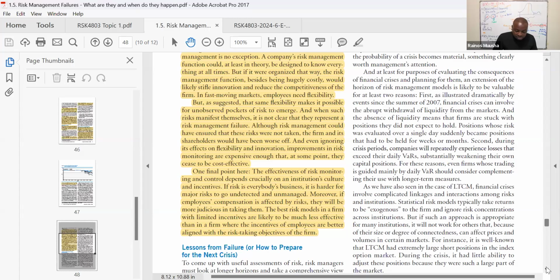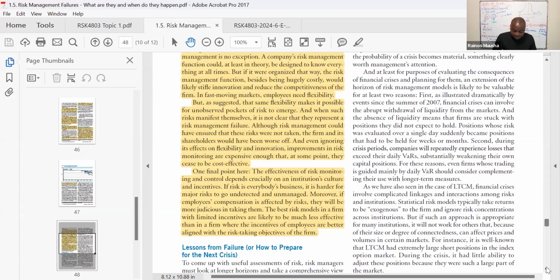And when such risks manifest themselves, it is not clear that they represent a risk management failure. Although risk management could have ensured that these risks were not taken, the firm and its shareholders would have been worse off. And even ignoring its effects on flexibility and innovation, improvements in risk monitoring are expensive enough that at some point they cease to be cost effective.